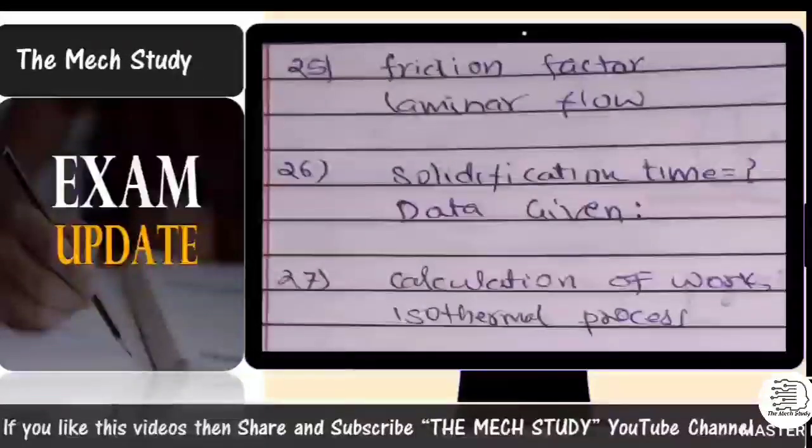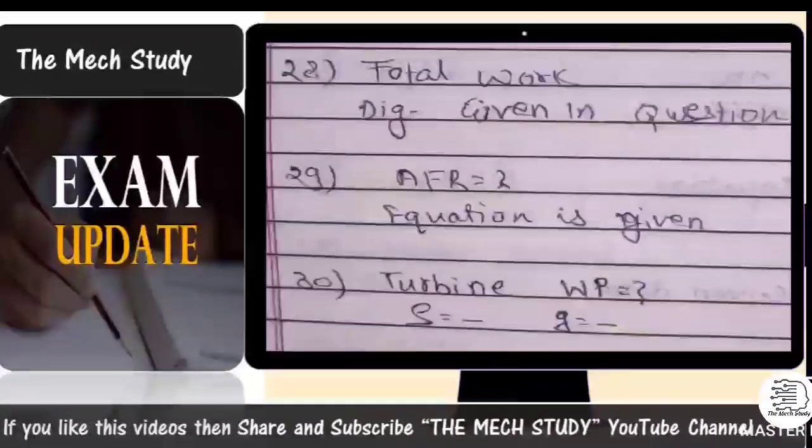Going with the next one, calculation of work based on isothermal process. Going with the next one is to find the total work. This type of question is coming in thermodynamics, which is exactly similar to a question type in the GATE examination. If you solve the GATE previous year questions, then definitely you can just make a free body diagram and solve this type of question as well.